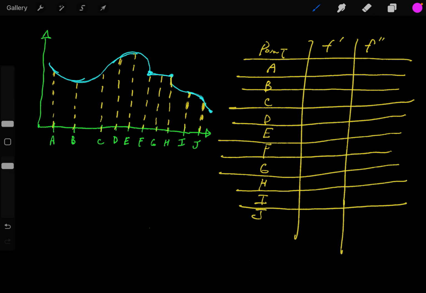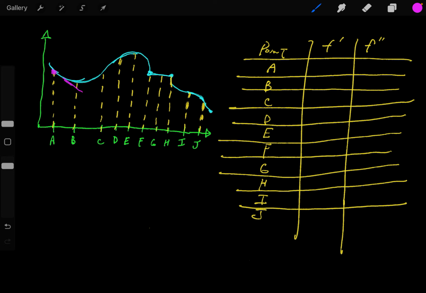Okay, so let's begin this problem here. Basically they're asking us to determine the sign of f prime and f double prime at each point, or state that it's undefined at that point. So let's look at A to start.